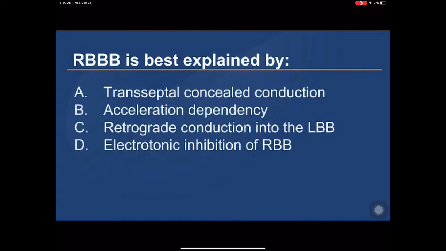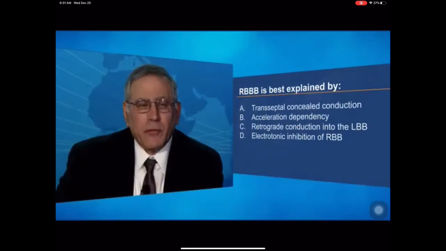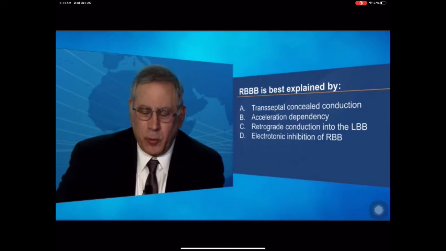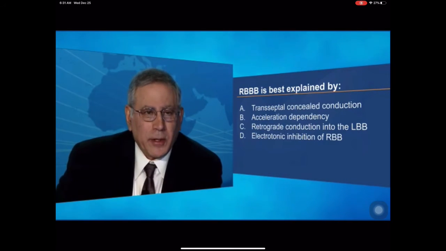Transeptal concealed conduction into the system caused the persistence of right bundle, initially described very nicely by Gordon Moe in his laboratory, and Dr. Hein Wellens showed a very nice case example to prove it in humans. So that's great. Let's go on to the next tracing.